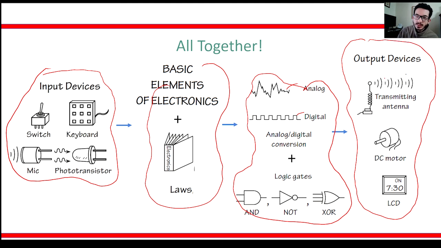So transmitting a signal will be through an inductor. So this will be basically electromagnetic waves. A DC motor will require actual electromechanical current, and an LCD will require photons.